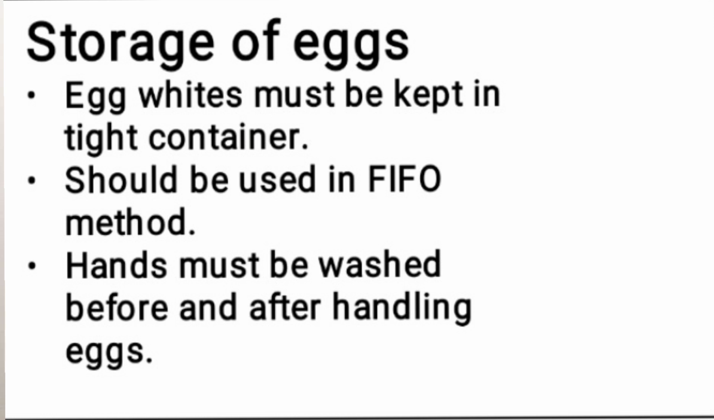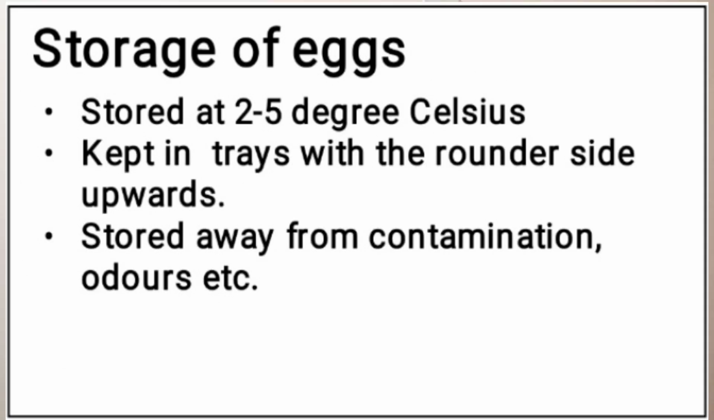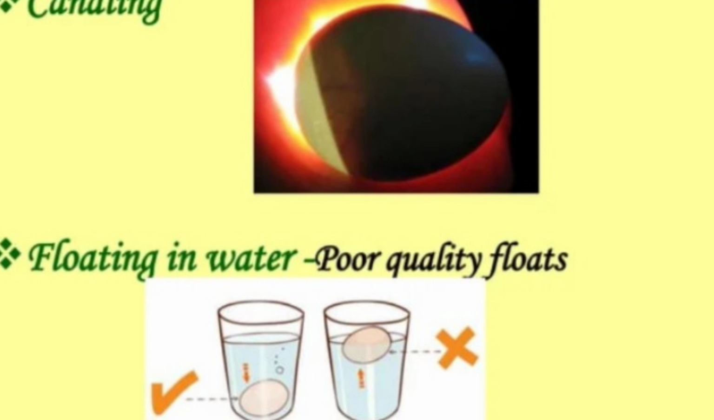They should be stored in trays with the rounded side up and the pointed side down, so that the egg inside will not collapse and it will have more support of chalaza. And the temperature should be 4 degrees Celsius in a refrigerator. Eggs must be stored properly. And there are even tests to identify whether the egg is spoiled or not.